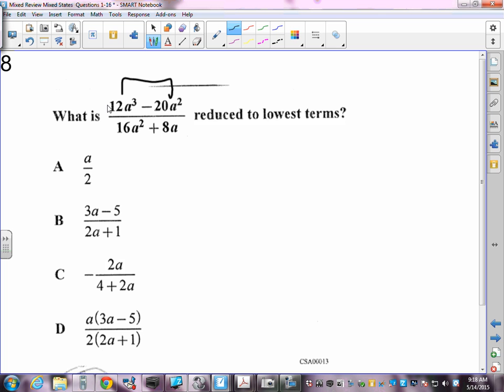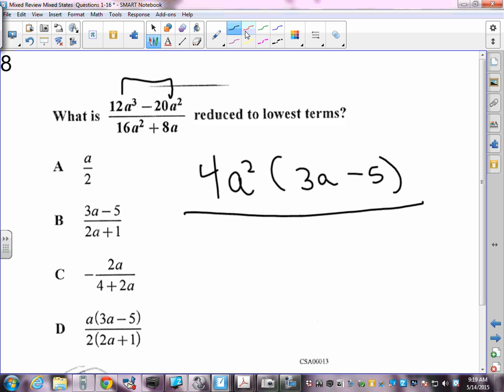So 12 and 20, your greatest common factor is, what's the largest number that will go into both 12 and 20? 4, right? What about a squared and a cubed? The greatest common factor for them is what? a squared. Right. Okay. So we got to think, 4a squared times what gives us 12a cubed? Good. And then 4a squared times what is negative 20a squared? Gotcha. All right. Now the denominator. What's the greatest common factor out of 16 and 8?